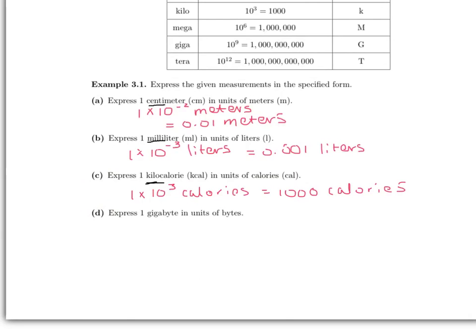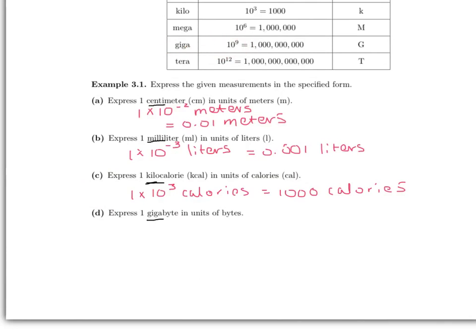Let's look at part D. Express 1 gigabyte in units of bytes. So let's start by looking at the prefix. The prefix here is giga. If we look at our table above, we see that giga represents a factor of 10 to the 9, which is a billion.